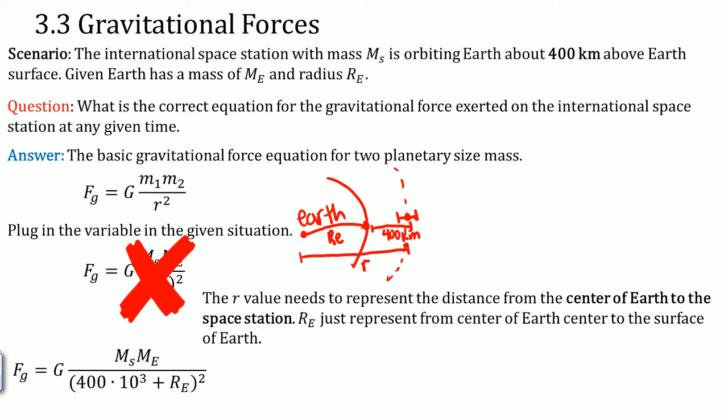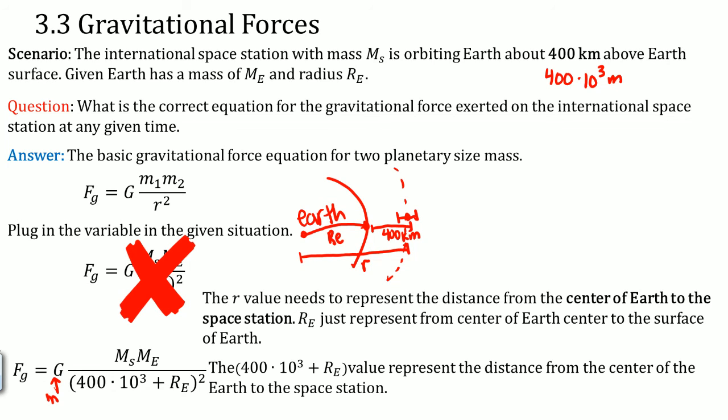So the correct answer would be this. Fg is equal to G, ms and me on top. On the bottom, in the parentheses for the r, is 400 times 10 to the third plus re. You're wondering, why is it times 10 to the third? Well, the units for the big G are in meters. So you have to convert the 400 kilometers into meters, which becomes 400 times 10 to the third meters. That's the reason why it's written like that.